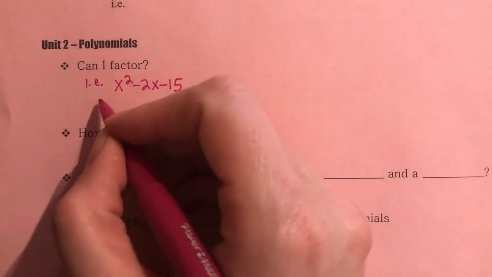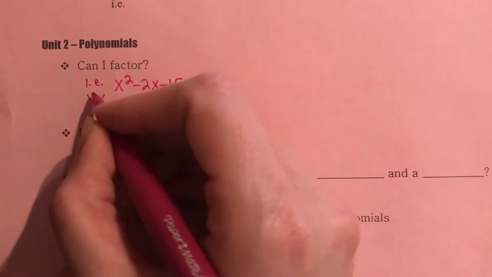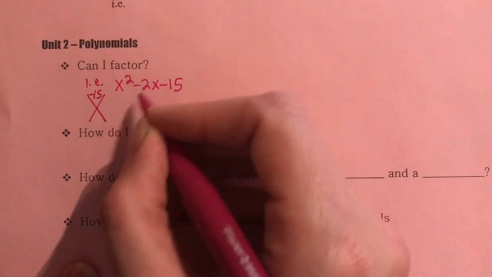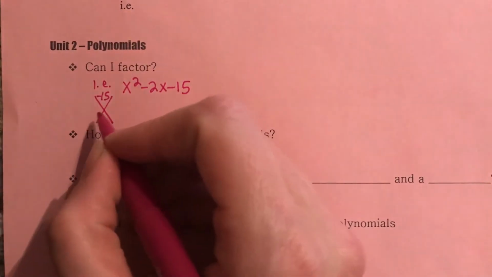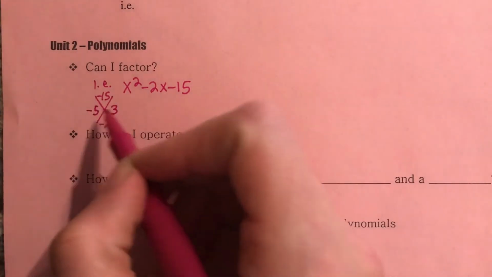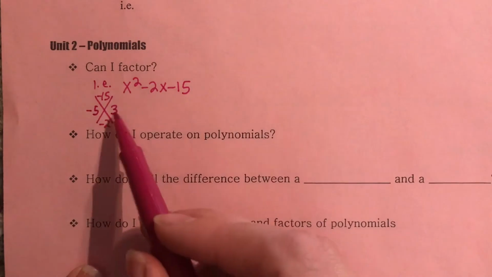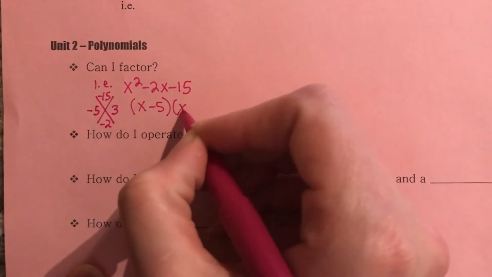If we want to factor that, we can do the x method. We want two numbers that multiply to negative 15 and add to negative 2. So that would be negative 5 and 3. Negative 5 times 3 is negative 15, and those two add to negative 2. So I would write x minus 5 times x plus 3.